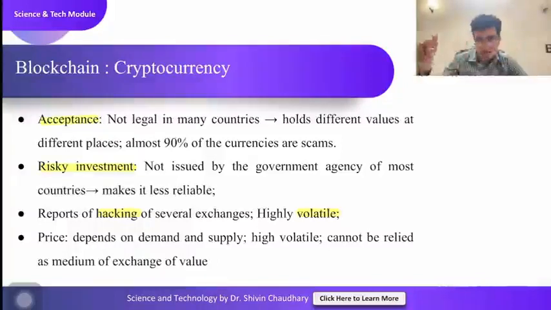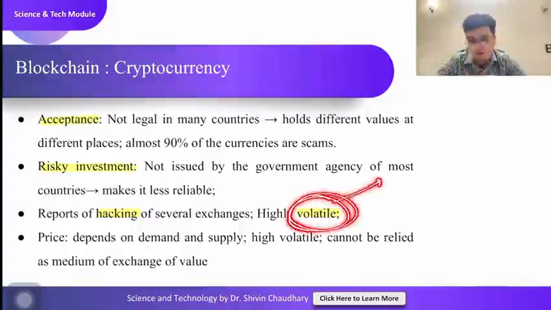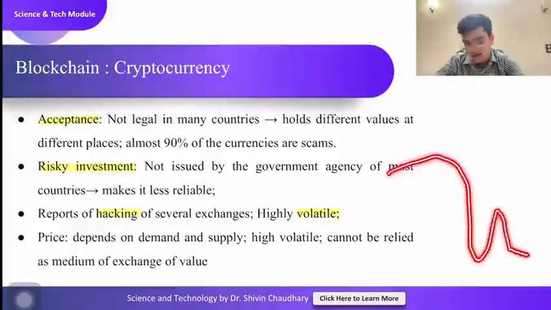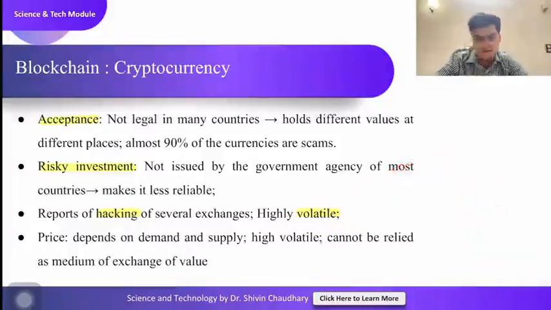The transaction is hack proof, but your wallet is not hack proof. Your private key somebody can find, like finding your email password. Then there is the volatility issue. Bitcoin's value went like this, it went down, and now it's here. It's called crypto winter or something, right?